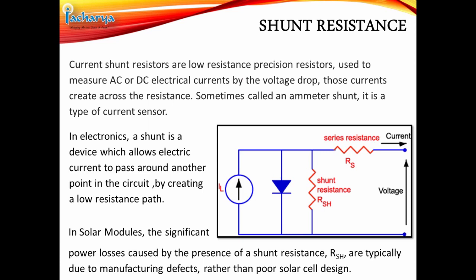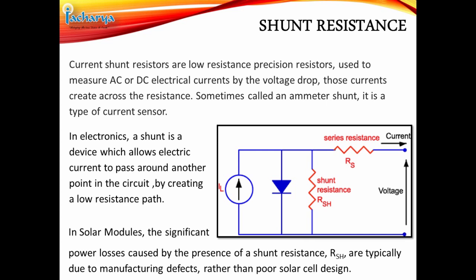Shunt resistance. Current shunt resistors are low resistance precision resistors used to measure AC or DC electrical currents by the voltage drop those currents create across the resistance. Sometimes called an ammeter shunt, it is a type of current sensor. In electronics, a shunt is a device which allows electric current to pass around another point in the circuit by creating a low resistance path.